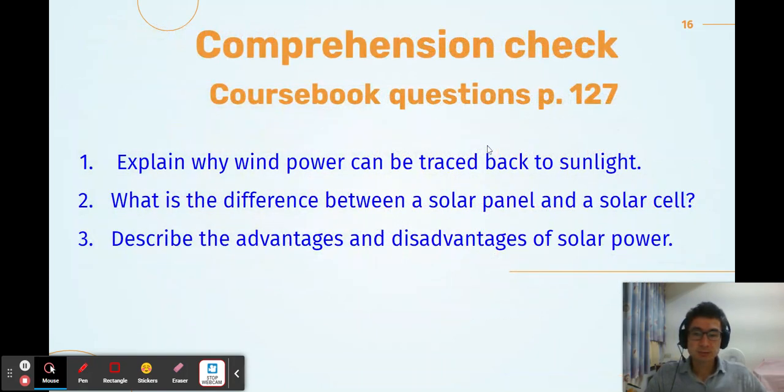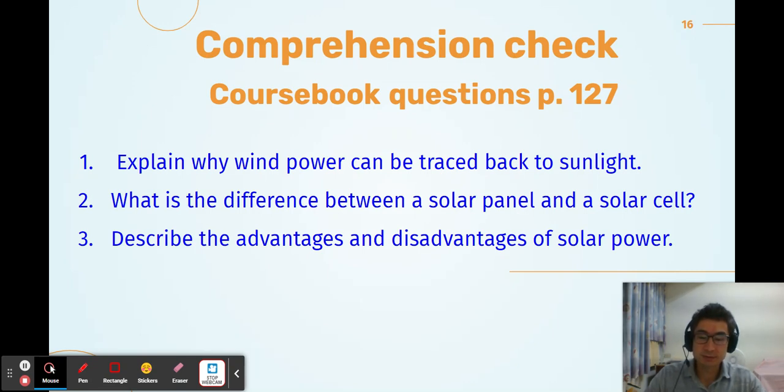Right. So there is a comprehension check. Very quickly, we're going to check comprehension. So please pause the video and try to respond to these questions. I'm going to read the question. Explain why wind power can be traced back to sunlight. Okay, did I explain that? You can rewatch the video. Wind power can be traced back to the sunlight.